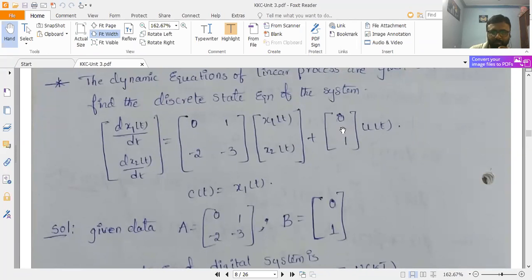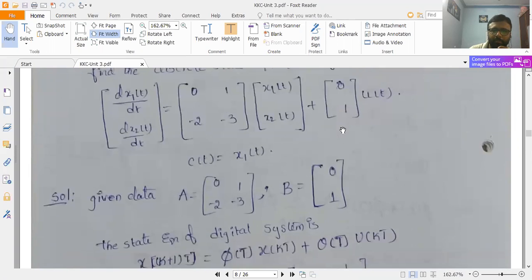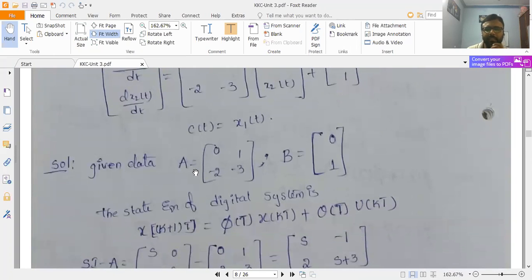Therefore, from the statement of the problem we can write capital A is equal to [0 1; -2 -3], that is nothing but the 2 by 2 matrix, and B is equal to [0; 1], this is a 2 by 1 matrix. We need to find out the state equation for this particular digital system. So what is the expression for the state equation? That is x of (k+1)T is equal to phi of T into x of kT plus theta of T into u of kT. What is phi of T here? It is nothing but the state transition matrix.